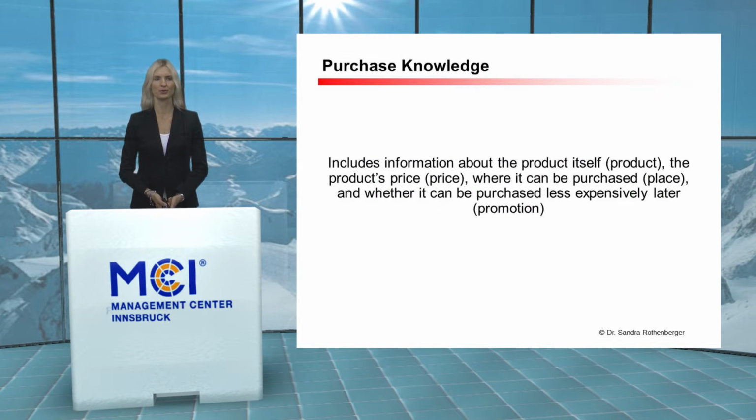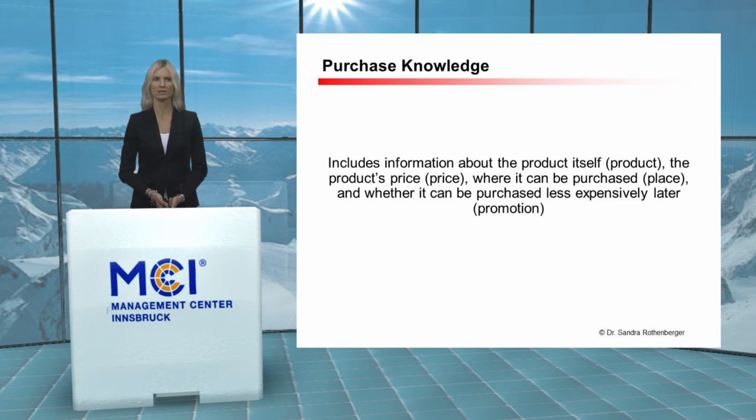When we talk about purchase knowledge, it includes information about the product itself, the product price, where it can be purchased, and whether it can be purchased less expensively later. Think about the 4 P's in marketing: product, price, place, and promotion.